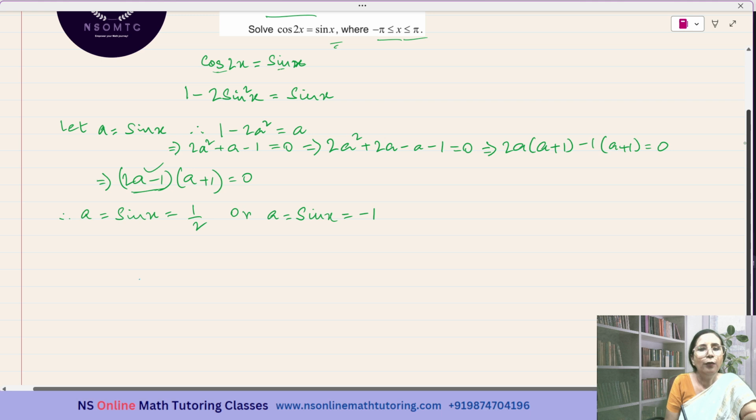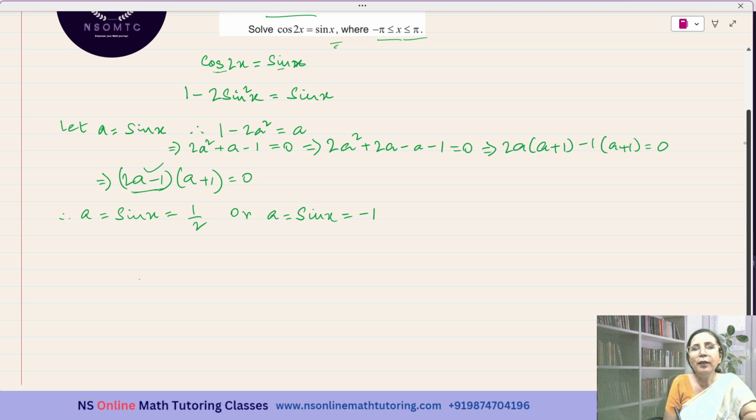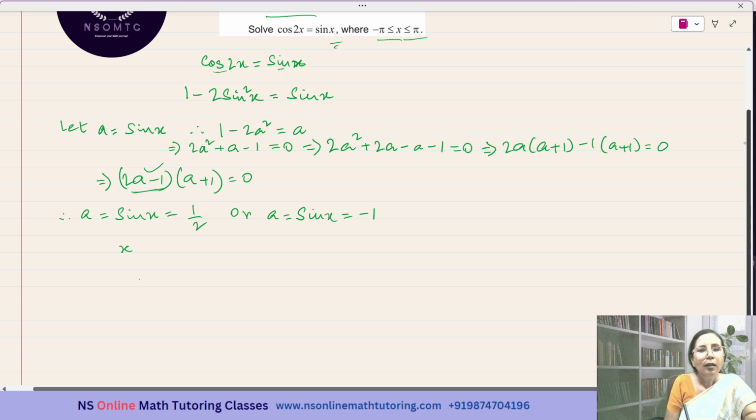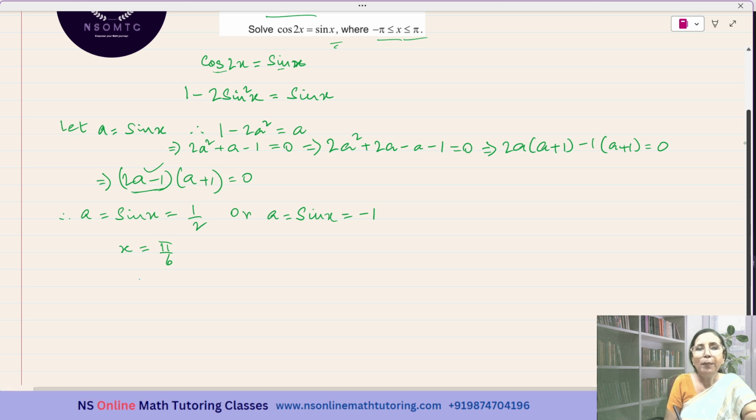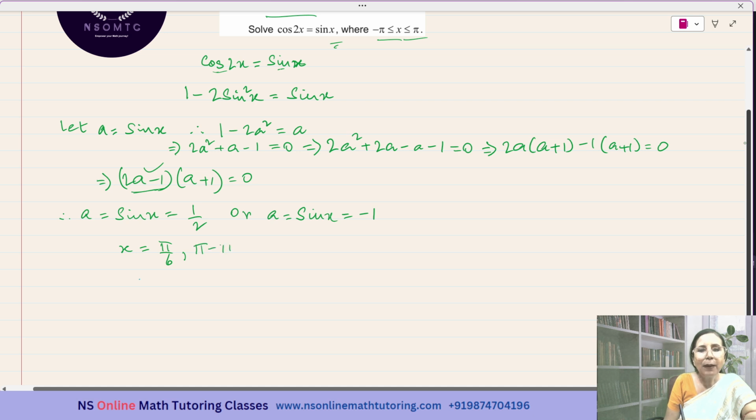Okay. So when is sin x equal to half? Sin x is positive in the first and the second quadrant. So from the first quadrant, the value of x will be 30 degrees or pi over 6. From the second quadrant, it will be pi minus pi by 6. So pi minus pi over 6. These are the only two values of x that we can get from this equation, sin x equal to half.